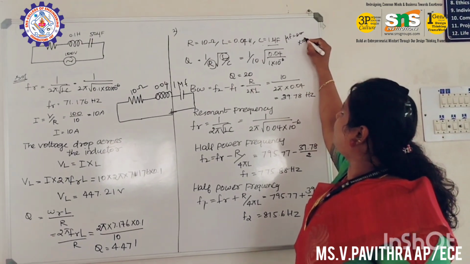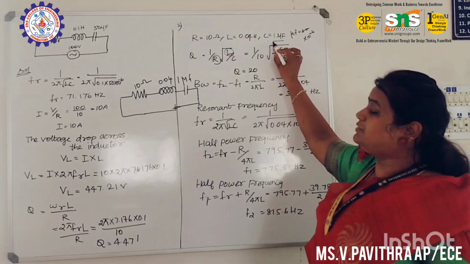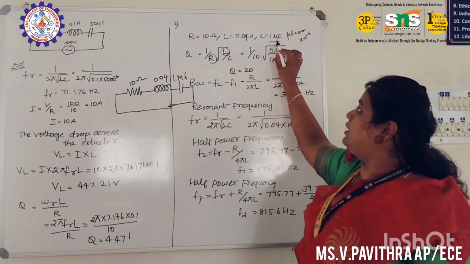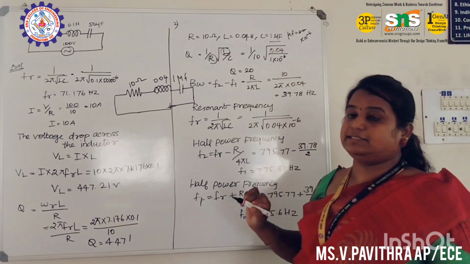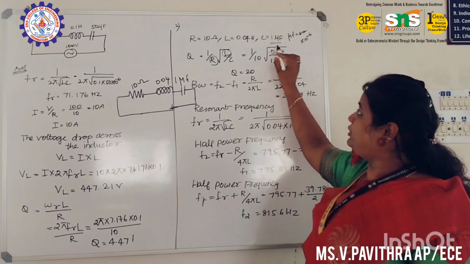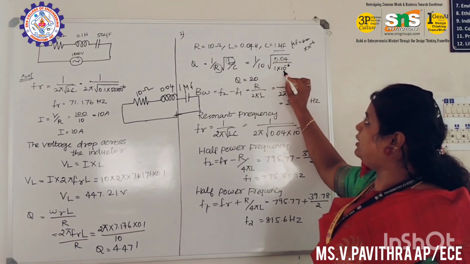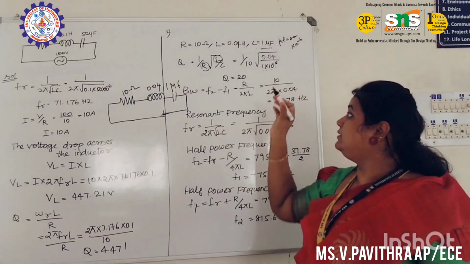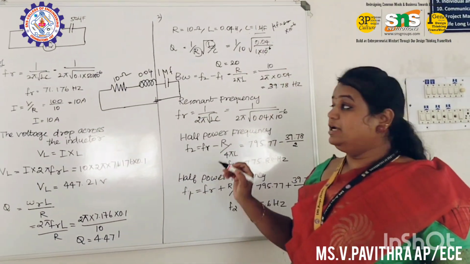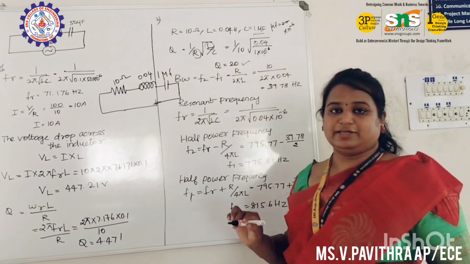Microfarad is nothing but 10 to the power of minus 6. So the value here is 1, so 1 into 10 to the power of minus 6. If you put it in the calculator, first you have to find the root of 0.04 divided by 1 into 10 to the power of minus 6, and then multiply it with 1 by 10, and you will get the quality factor as 20.